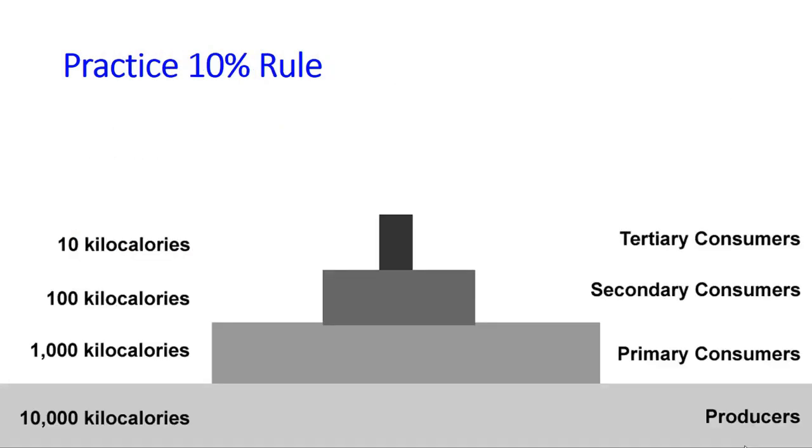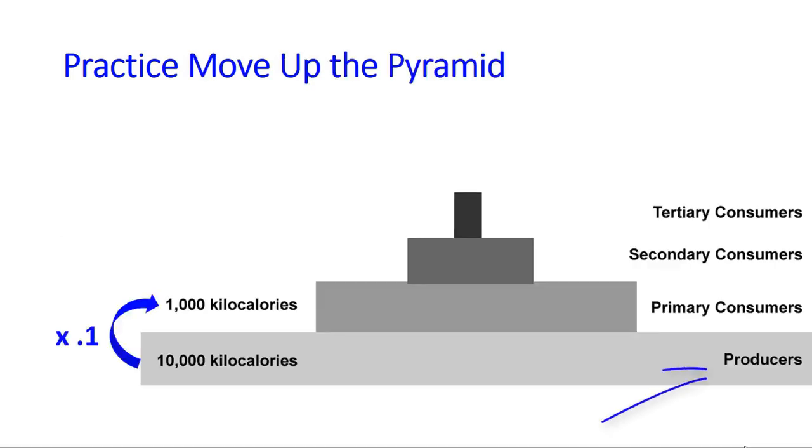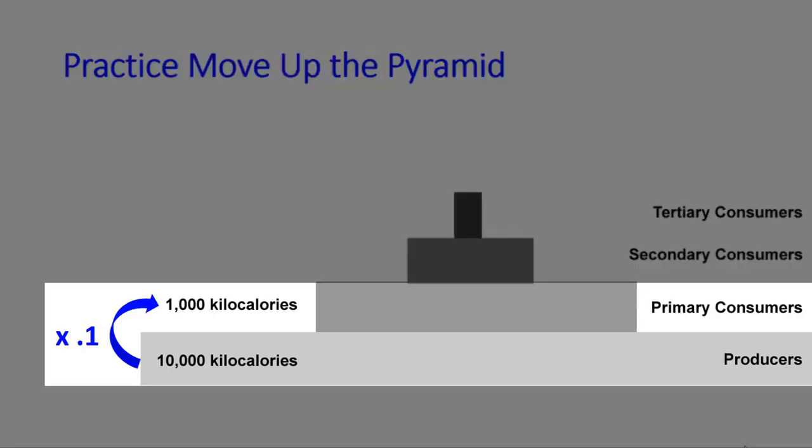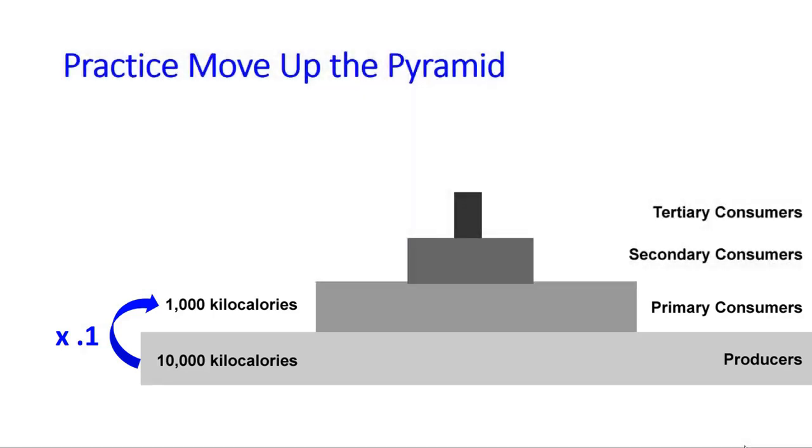Here, let's practice some math with this. So at the very bottom level, we have our producers, the plants, and if we multiply it by 10%, we would get 1,000. So in your calculator, you just times it by 0.1. And so 10,000 times 0.1 would be 1,000, or I drop a 0. To go up the next level, I just do it again.